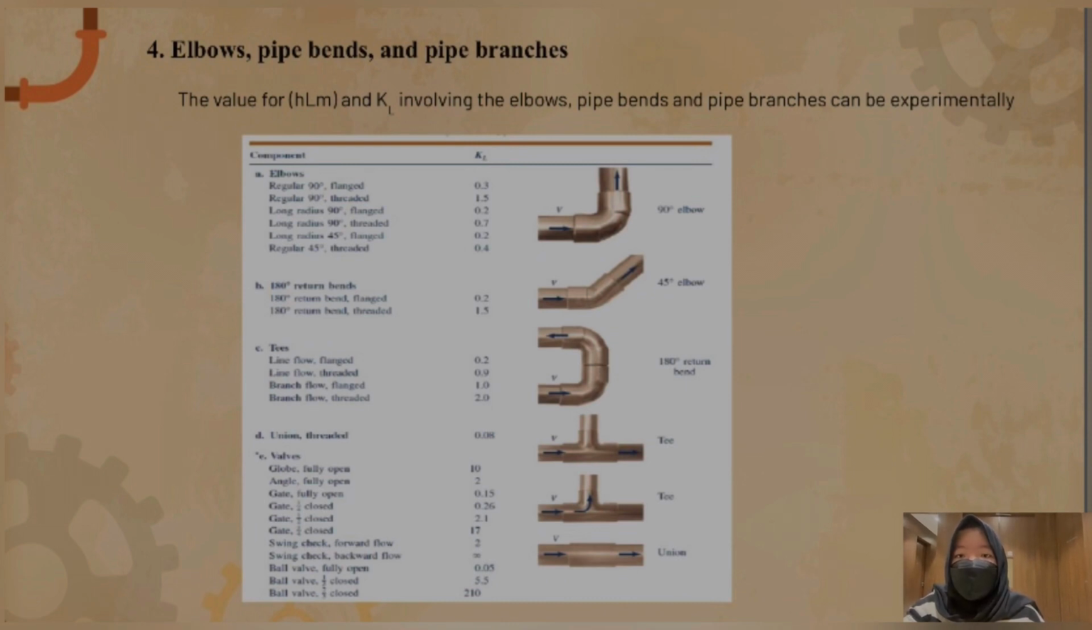The value of minor head loss and loss coefficient for the flow involving pipe components or fittings such as elbow pipe bends and pipe branches are determined by using equation 3 to equation 5, which I have talked about just now. Then the theoretical value of KL for various components of fitting can be determined using this figure. Here are some typical values of KL for certain types of fitting. For example, we have the elbow, which is 90 degree. As you can see, the value of the loss coefficient differs according to the degree of the bend. We have valves such as the gate valve.